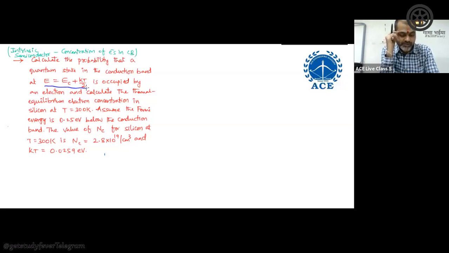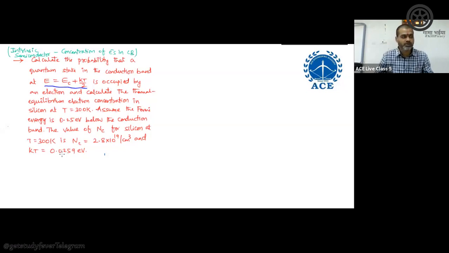Assume the Fermi energy is 0.25 electron volts below the conduction band. The value of NC is given, and KT is also given. Here you can see they have very clearly mentioned the KT value. Suppose they had not mentioned it, what value can you take? 0.026 electron volts. If they have mentioned it, please take it. Hope I am clear.